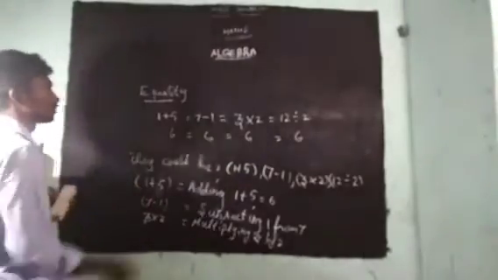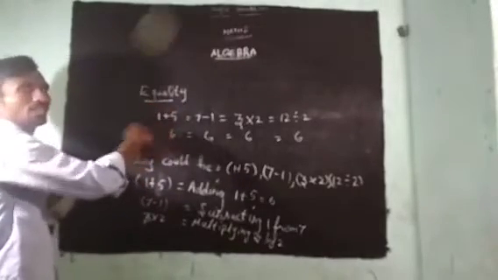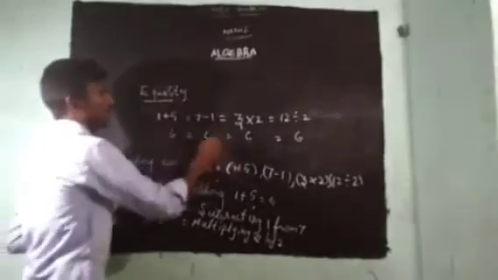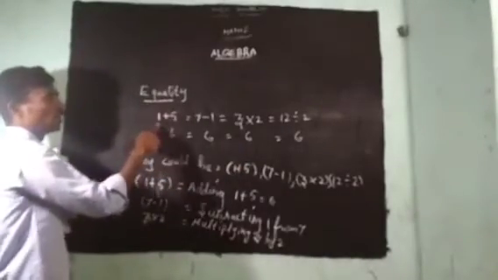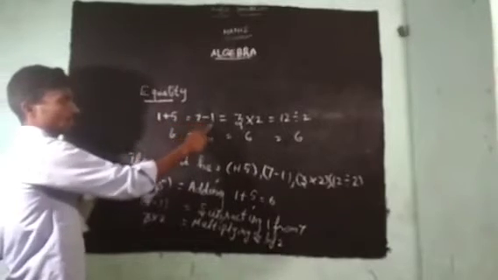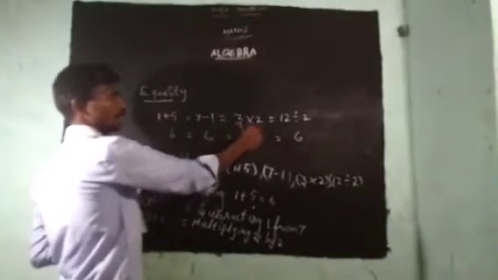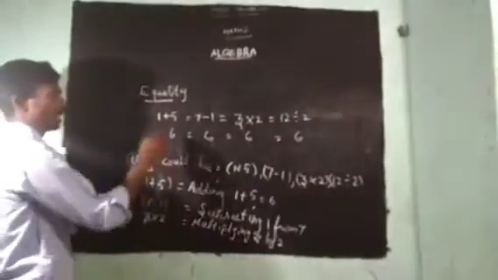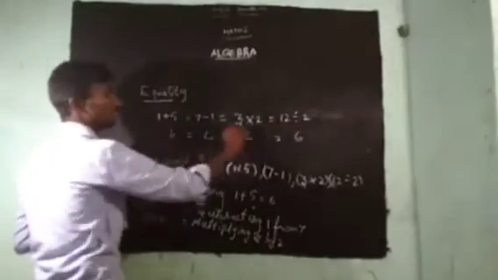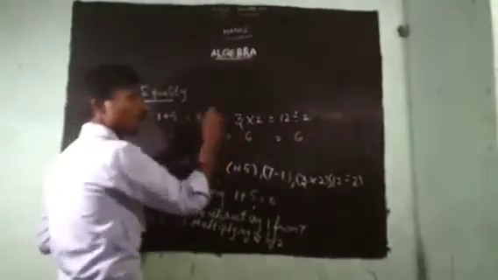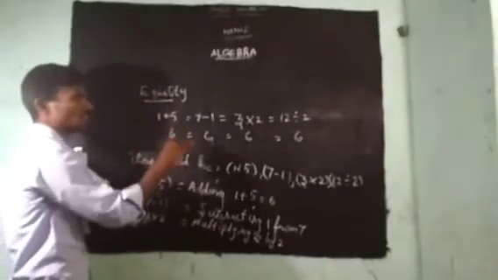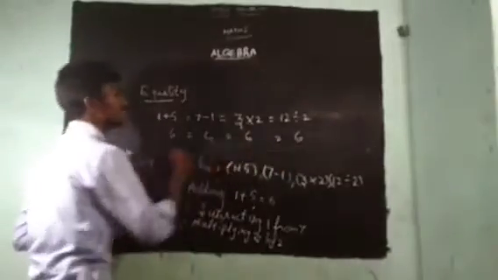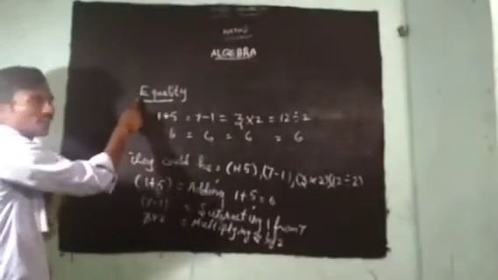Just look once again. Equality means what? By doing different operations, we need to get the same answer. It is called equality. For example, we have taken 1 plus 5 is equal to 7 minus 1 is equal to 3 into 2 is equal to 12 divided by 2. These are different types of numbers and different types of operations too. But what did we get here? We got the same answer, 6. So it is called an equality.